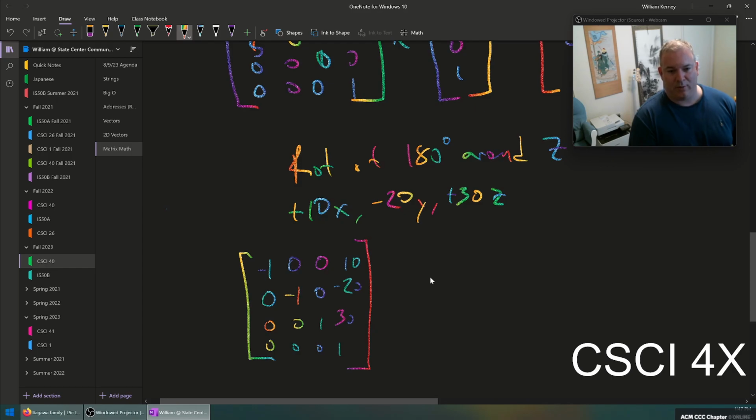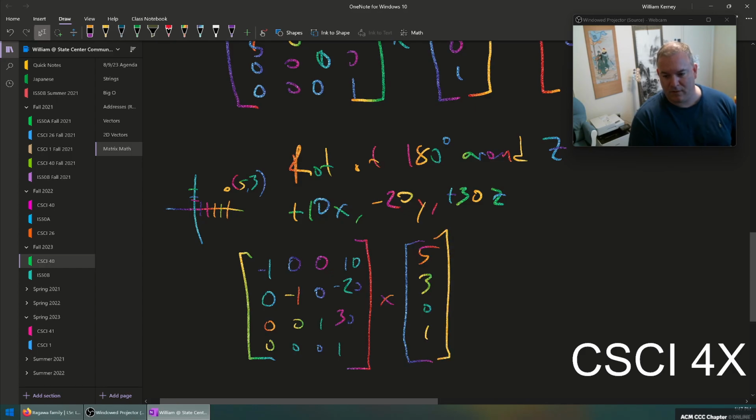Then we take the point 5, 3 again here, and we're going to rotate it and move it. Let's see what we get. 5, 3, 0, 1. Multiply down, add across. That turns into -5, that turns into -3, that turns into 0. Then we add across. We get 5, -23, 30, and 1.